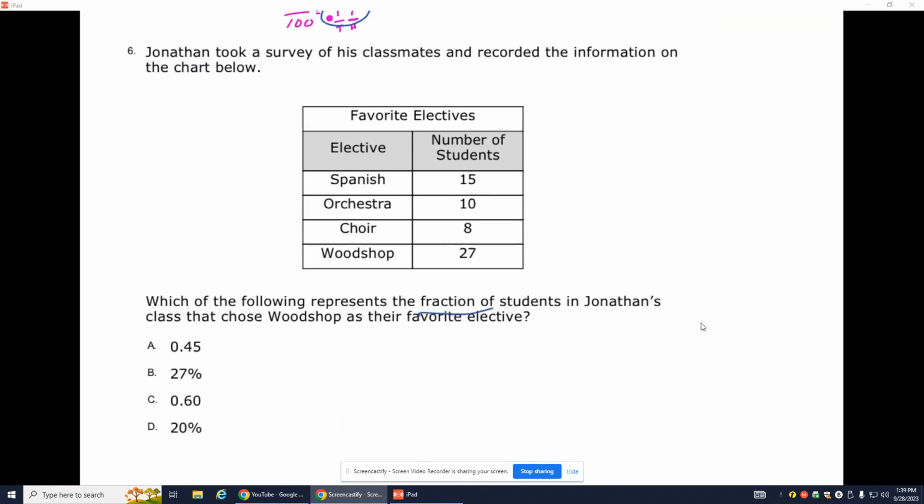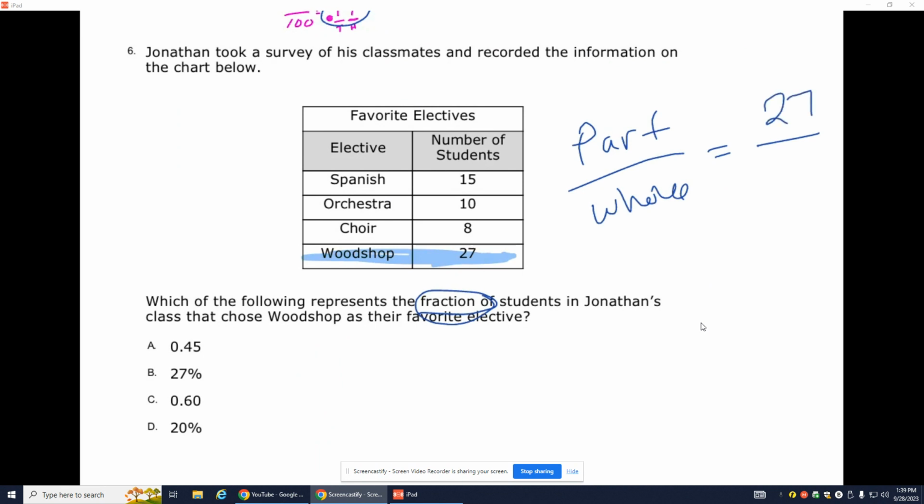So we're looking for the fraction of students in Jonathan's class that chose woodshop as their favorite activity. So woodshop is what they chose as a favorite activity. So that's what we want to know. And so when I write a fraction, you need the part and the whole. So right now we know the part is 27. And so how do we find the whole? You're going to add up your number of students. So 27 out of how many students picked woodshop as their favorite?